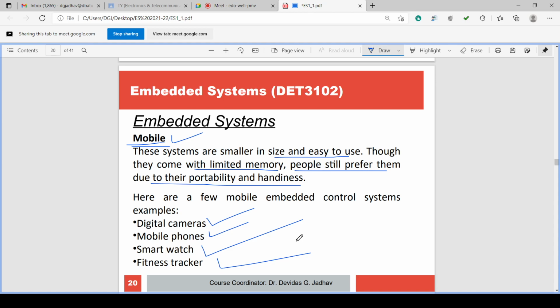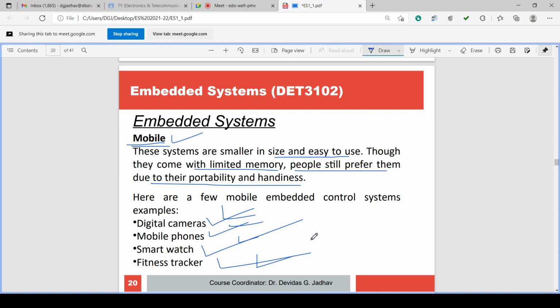Those may come with limited memory or limited battery backup, but still people prefer them for their advantage. What is the advantage? The advantage is portability and handiness. Very easily they can be handled, very easily they can be used. Examples: digital camera, mobile phone, smart watches, fitness trackers, and other examples you can find.